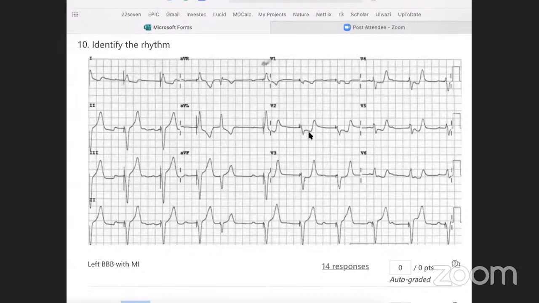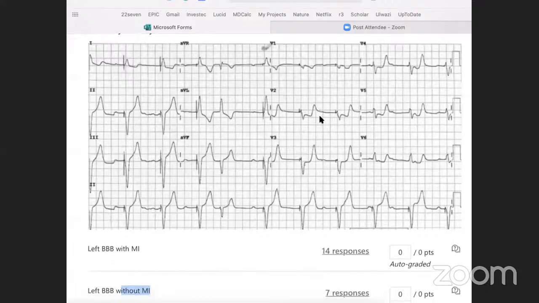But here we can see that there is concordant ST segment depression. So my QRS complex is facing down and my ST segment depression is down as well. So that's concordant ST segment depression in my precordial leads. And so this is diagnostic for a heart attack in the presence of a left bundle branch block.